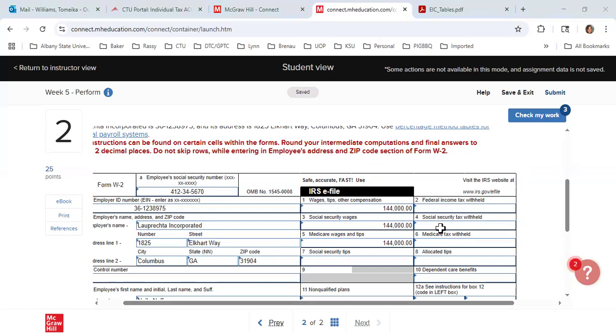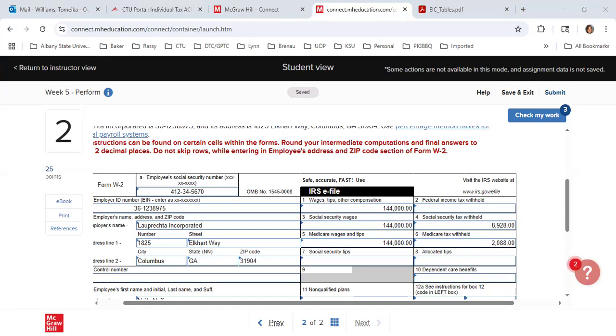That is going to be the amount of Social Security tax that should be received from this employee. So we're going to enter 8,928 on line 4. Likewise, taking those same annual wages and multiplying them by the Medicare rate, which is 1.45% or 0.0145, we're going to multiply 144,000 times 1.45%. That gives us $2,088 for the Medicare annually.